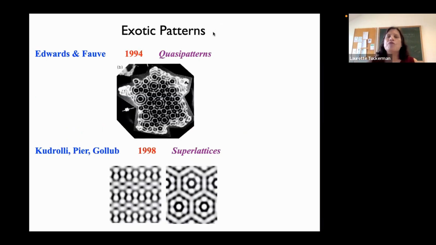Something that launched a revival of Faraday instability, when I was doing a postdoc or visit in Lyon, Stuart Edwards and Stéphane Fauve discovered quasi patterns. For fun, Stuart Edwards was a very imaginative guy, they had a dish made in the shape of France, and these are quasi patterns. I'll tell you about that in just a moment. And then this was followed by a big explosion of interest in these things. These are patterns found by Kudrolli, Pier, and Gollub in 1998 called superlattices.